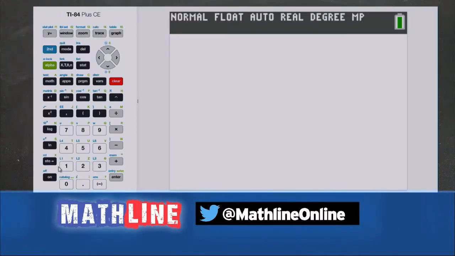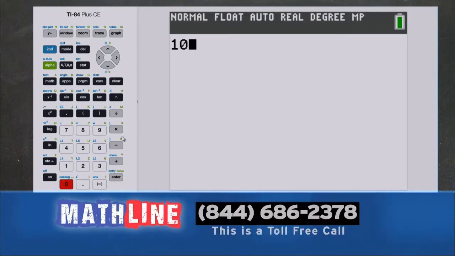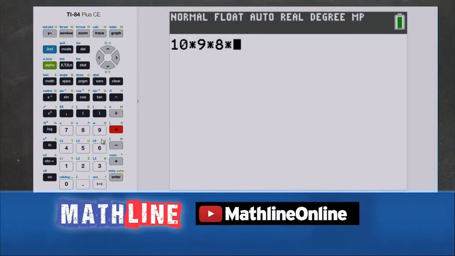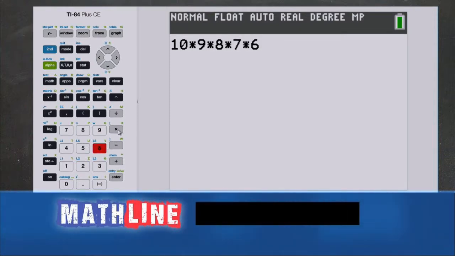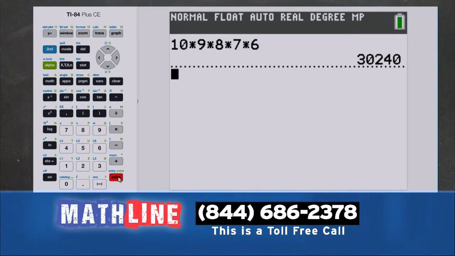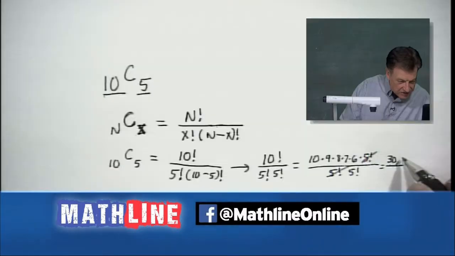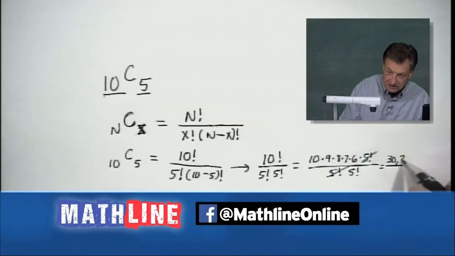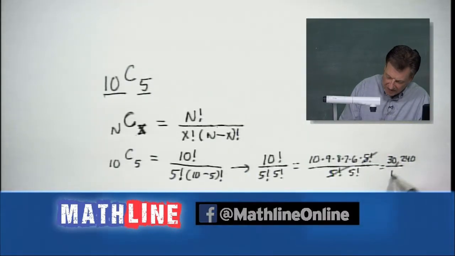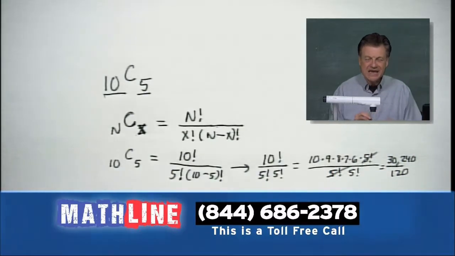We've got 10, that one's easy, times 9, times 8, times 7, times 6, whew. And that was what we had left, right? So it looks like we have 3,000, oh goodness, how about that? 3,240, and we're going to divide that by 120.